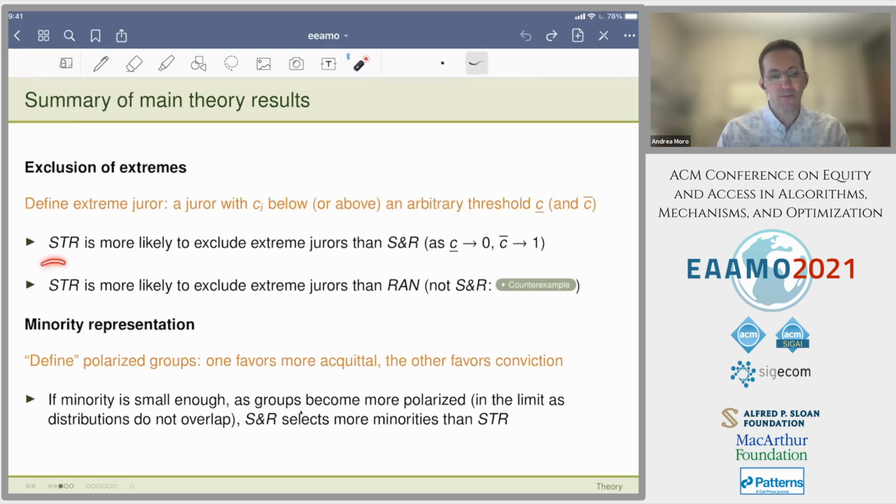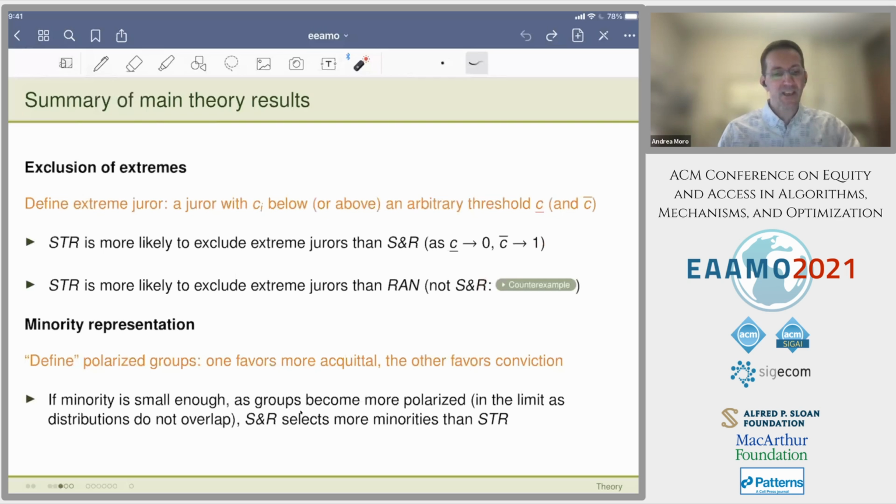We also prove that struck is more likely to exclude extreme jurors than random choice, but that is not true, even in the limit, for strike and replace. We found actually a rather extreme counterexample where strike and replace selects fewer extreme jurors than random choice.